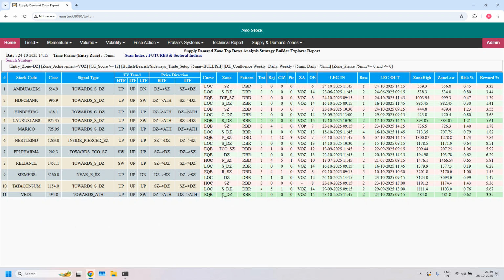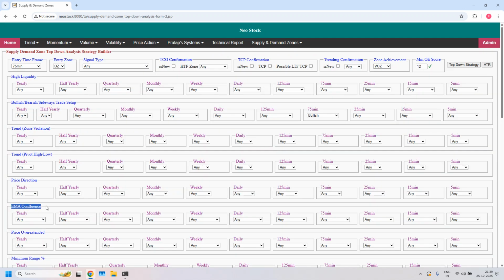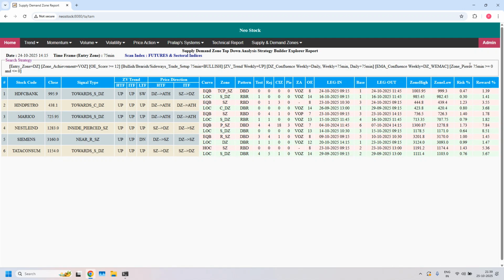That is 75 minutes, weekly and daily. The 75 minutes, daily and weekly demand zones overlap with each other. And for weekly trend, except 2 stocks, all the remaining are uptrend. Let's filter those uptrend weekly demand zones with weekly EMA confluence, and the trend on the weekly should not be sideways. It should be uptrend because it is a bullish trade setup.